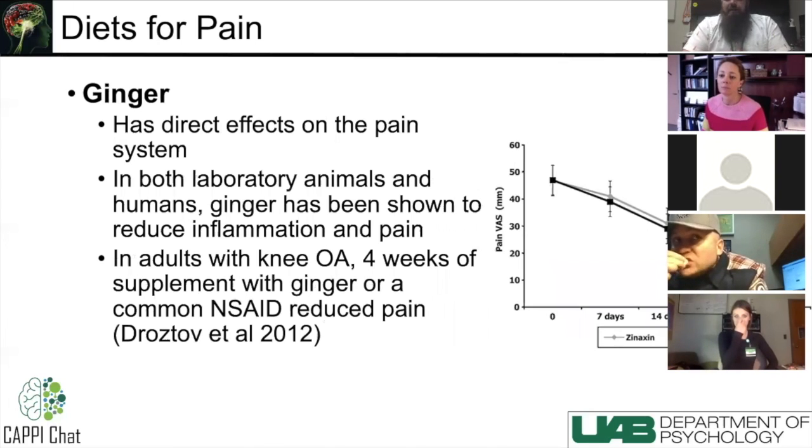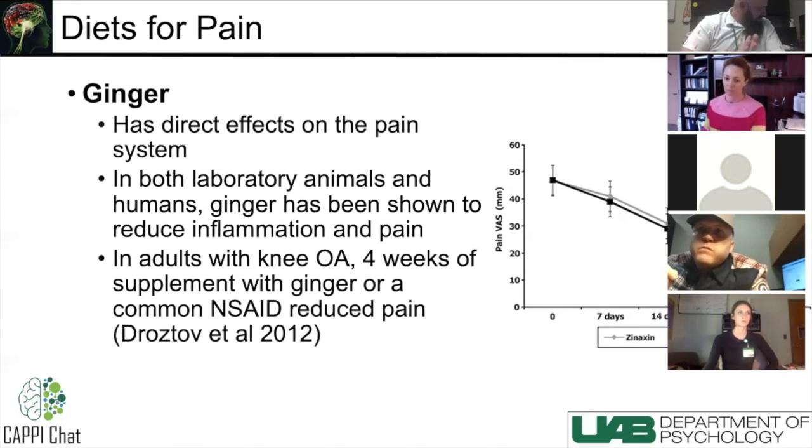Ginger is also one that I thought I would highlight just because it is something that people do take on occasion. We know that ginger and some of the compounds that are found in ginger have direct effects on the pain system and directly activate or deactivate some of those receptors. In lab animals and humans, ginger has been shown to reduce inflammation and pain. This study that I'm showing here, these are adults with knee osteoarthritis. They're given 4 weeks of a ginger supplement or a common non-steroidal anti-inflammatory drug, diclofenac, which is, what was it again? I forget.